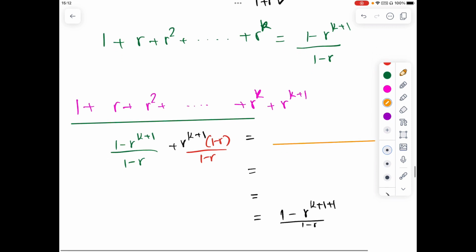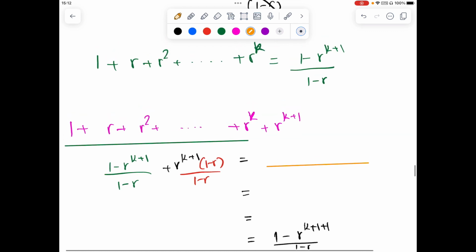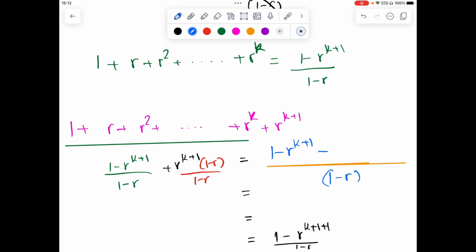I move this one so that I get space for writing it out. So 1 minus r is a common denominator. So it becomes 1 minus r power k plus 1 plus r power k plus 1 times minus r, which is r power k plus 2. We can clearly see that r power k plus 1 and r power k plus 1 get cancelled. 1 minus r power k plus 2 upon 1 minus r.